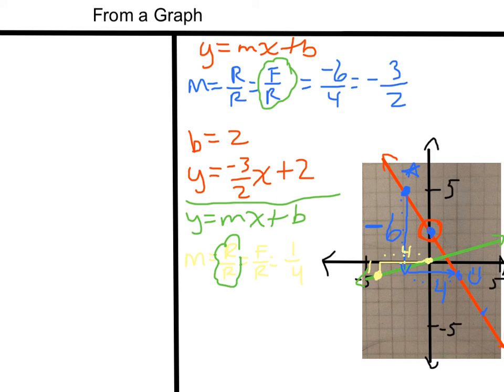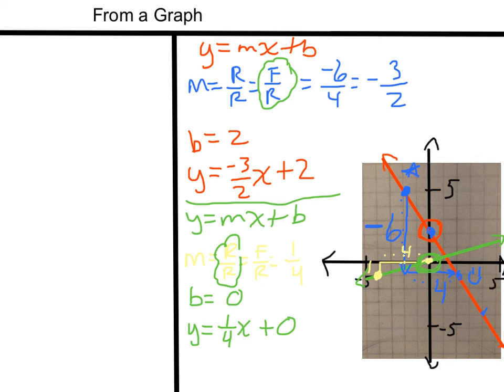So then I need to find my y-intercept, and my y-intercept is the point where it crosses the y-axis. So that's going to be a y-intercept. So my b is equal to 0. So that means the equation of my line is going to be y equals 1/4 x plus 0.